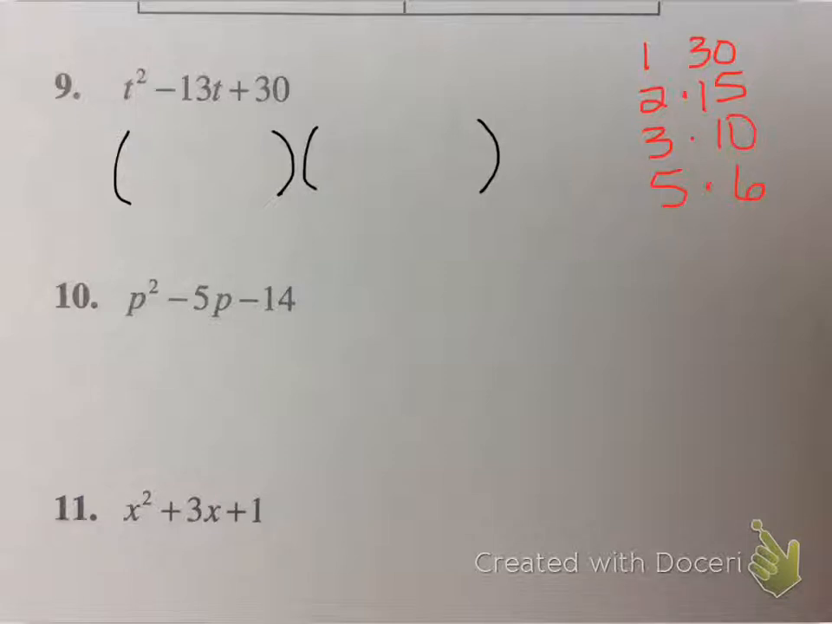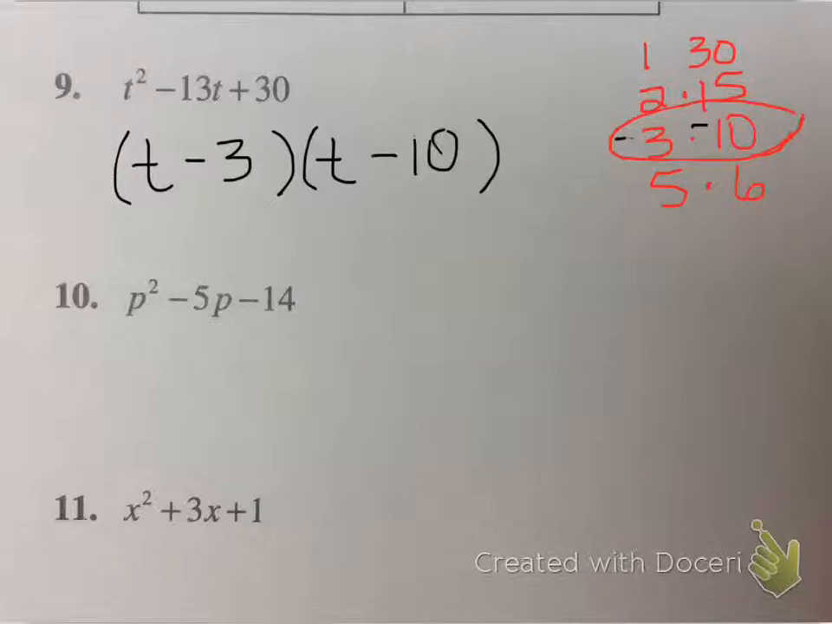Which factor pair could I possibly get a negative 13 out of? Well, that would be this pair right here, 3 and 10. The way that I could possibly get a negative 13 is if both my 3 and my 10 are negative. So let's start off. Our first term is going to be t and t, since it's t squared. It's the only way we can get t squared. And then I'm going to follow that up with a minus 3 and a minus 10. Again, you can always check your work by doing FOIL, and you can do it mentally.